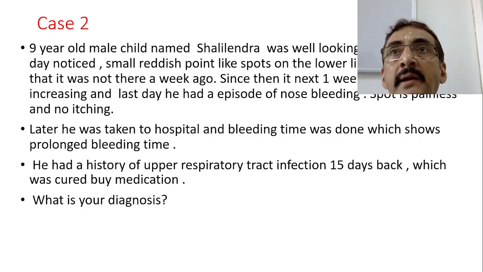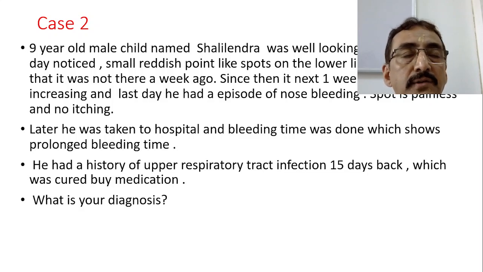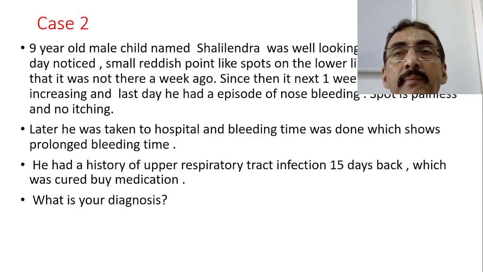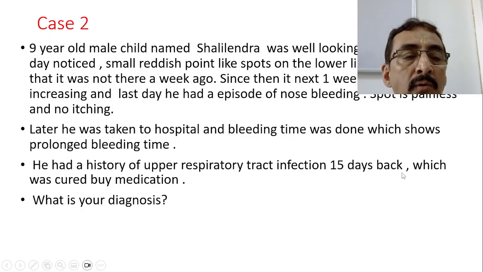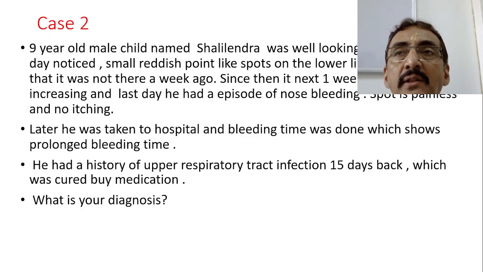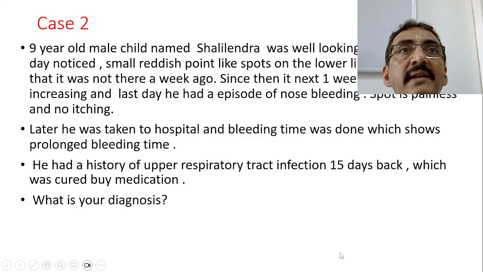When we ask further, he had a history of upper respiratory tract infection 15 days back, which was cured by some medication. Now, what is the diagnosis? That means he had a viral infection, which was treated and cured. But a viral infection is always known to exaggerate the body's immune system. So there may be formation of some auto-antibodies, and gradually the auto-antibody level will increase. Auto-antibodies against the platelets are produced.